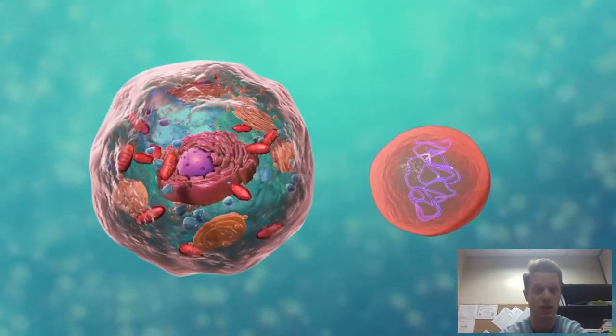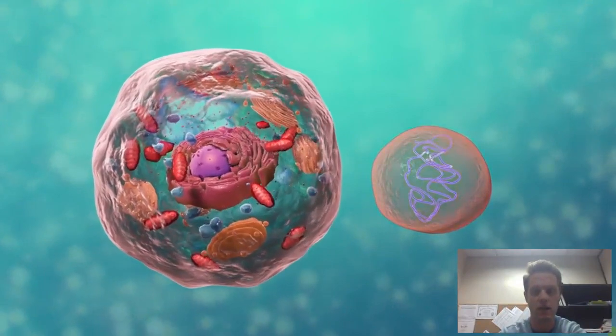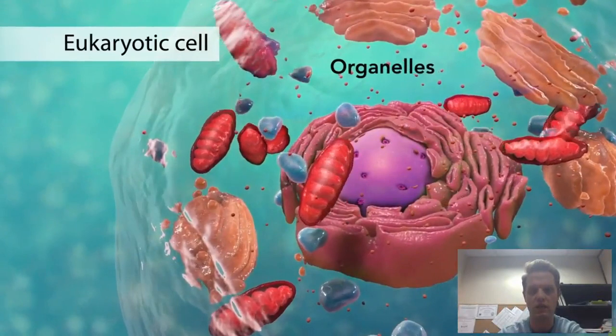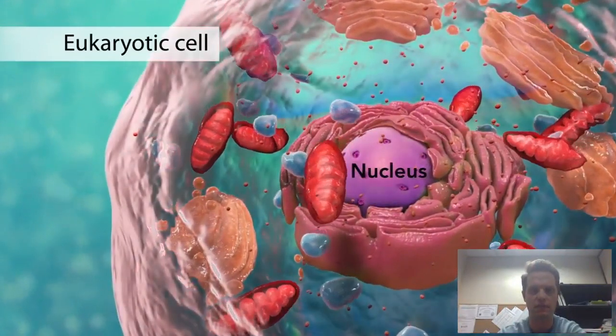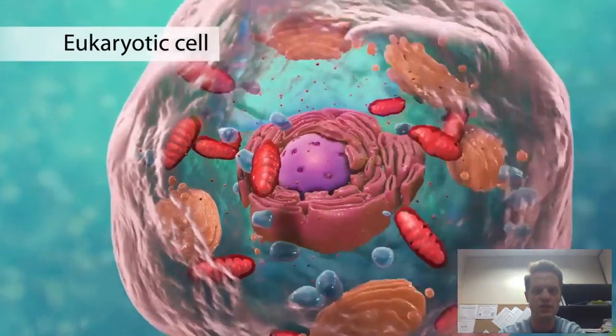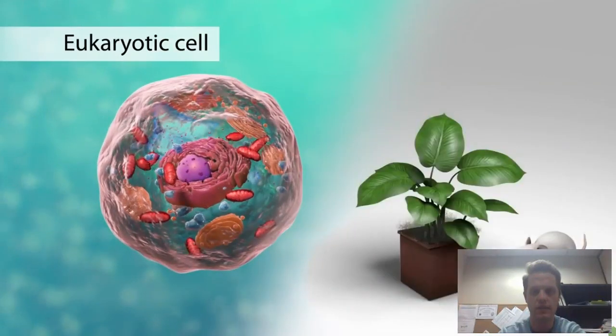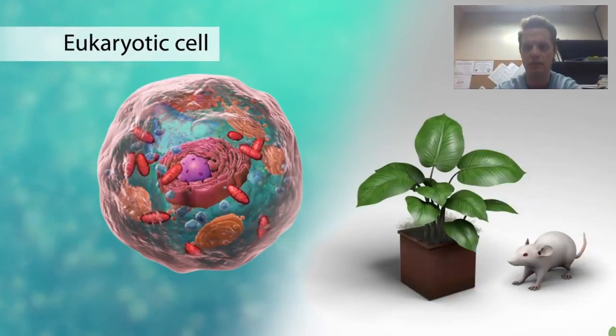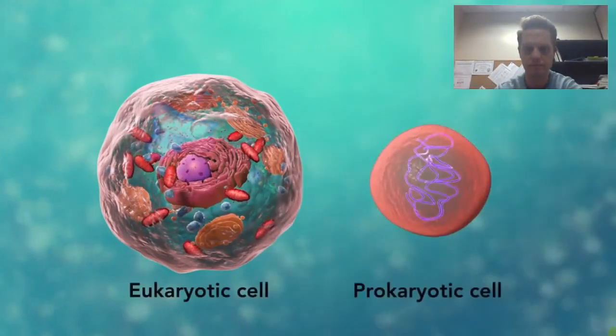There are two types of cells. More complicated cells known as eukaryotic cells, which contain organelles. Each organelle does something different. The nucleus holds the DNA in a special spot. Eukaryotic cells make up you and me. Both plants and animals are made up of eukaryotic cells.